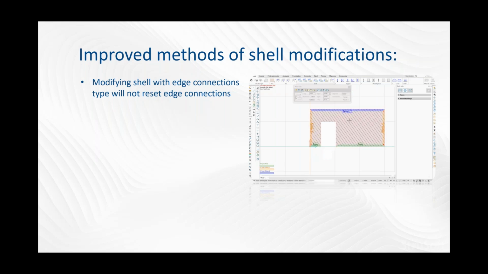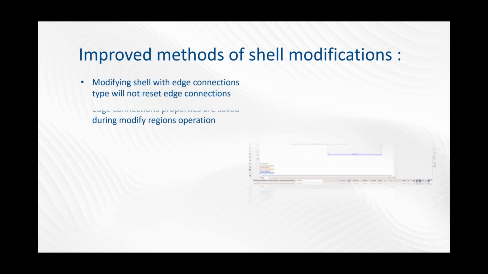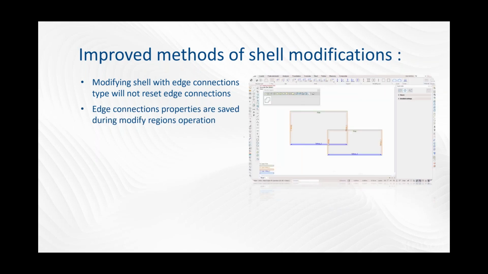So, improved methods of shell modifications. Now, in the past, as soon as we made any sort of modification to a shell, it was reset to the default edge connection. Now, this will not happen. Even when you join two shells, it still keeps the same edge connections as they were defined.